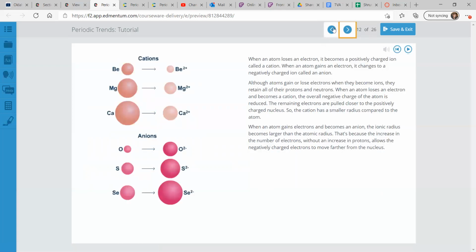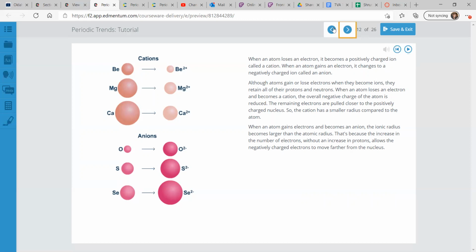And when an atom loses an electron, it becomes a positively charged ion called a cation. When an atom gains an electron, it changes to a negatively charged ion called an anion. Although atoms gain or lose electrons when they become ions, they retain all of their protons and neutrons.